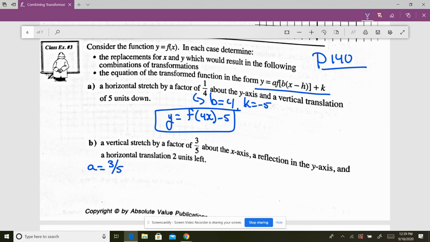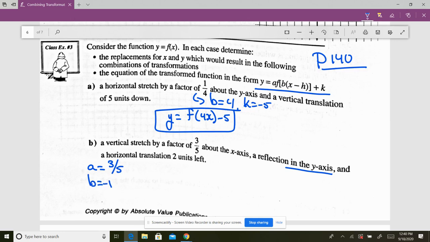A reflection in the y-axis. So the y-axis is this. We're changing our x values. So what's our b value? Negative 1, right? Because it's a reflection. So b is negative 1.